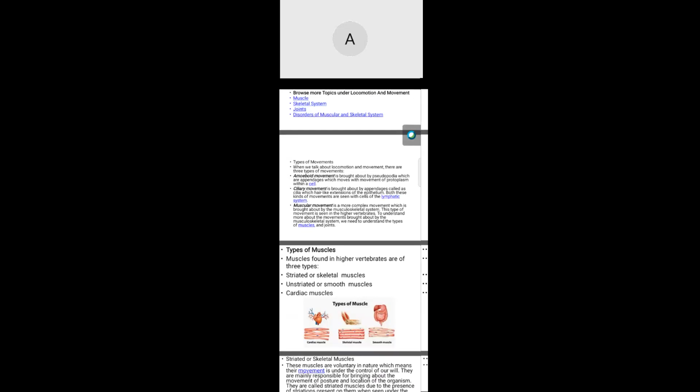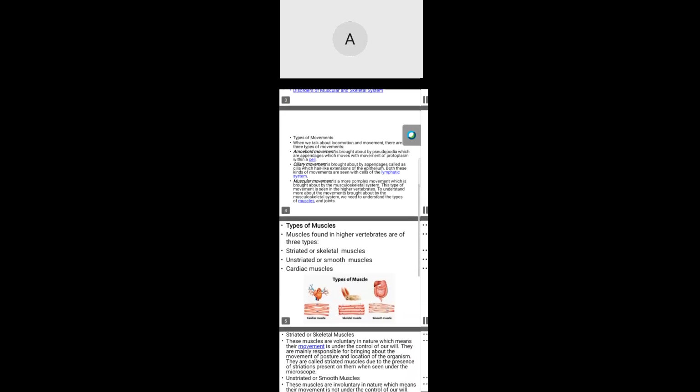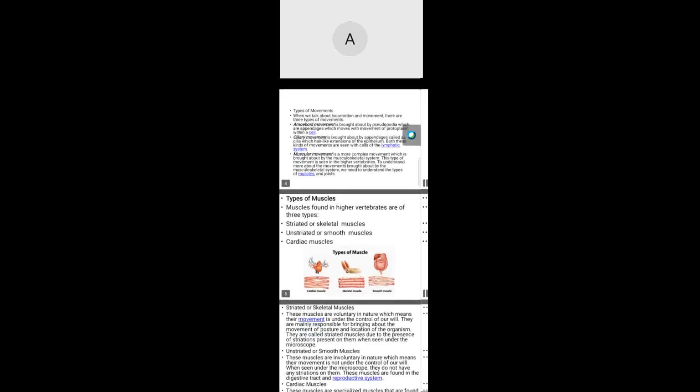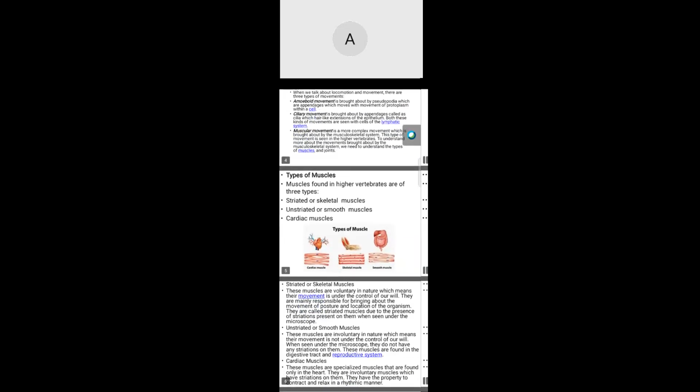This type of movement is seen in the higher vertebrates. To understand more about the movement brought about by the musculoskeletal system, we need to understand the types of muscles and joints. Types of muscles found in higher vertebrates are of three types: striated or skeletal muscles, unstriated or smooth muscles, and cardiac muscles.